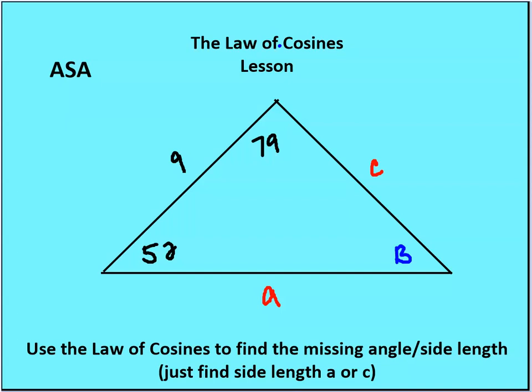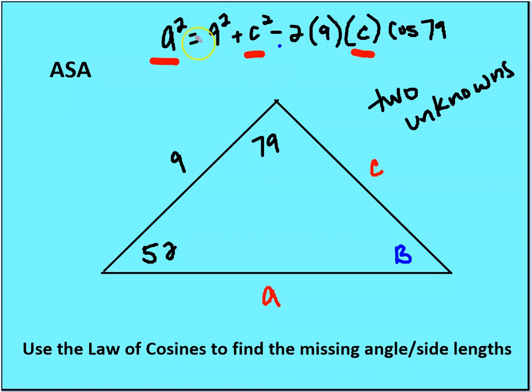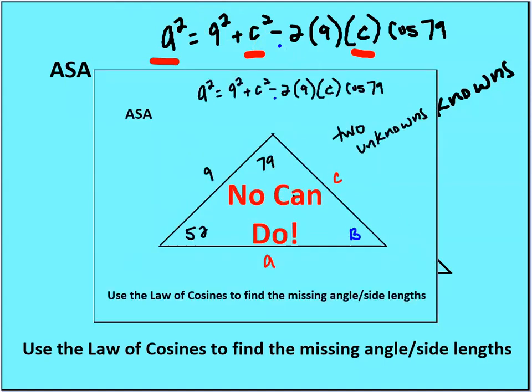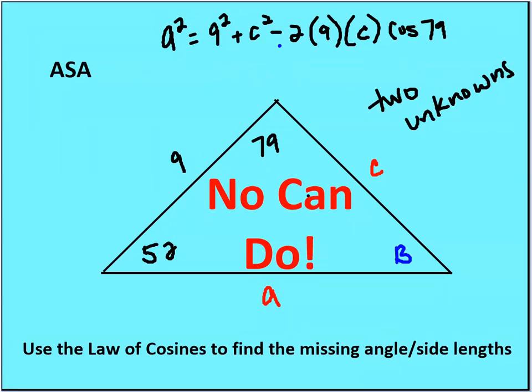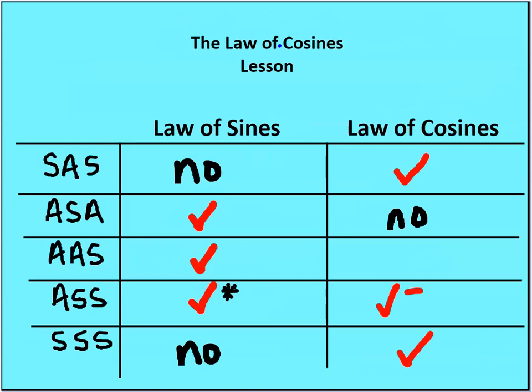So pause here. Let's see if you can do the work to solve. And you're going to see we're going to end up with two unknowns, A and C. And so we're not going to be able to solve for angle side angle using the law of cosines. So we can't do that. We have two unknowns. And so we're going to write down no.